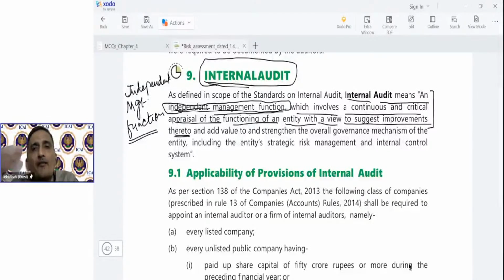And when would respect come? When he is reporting directly to the topmost body in the company. Say, to the audit committee or to the board of directors, and he is given full liberty to perform his work and give his suggestions.